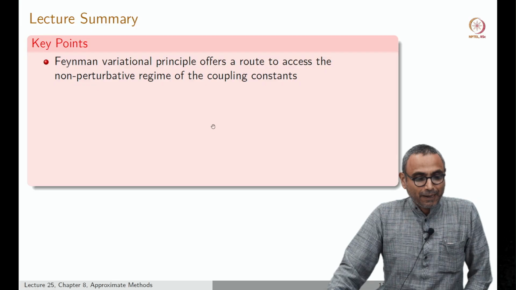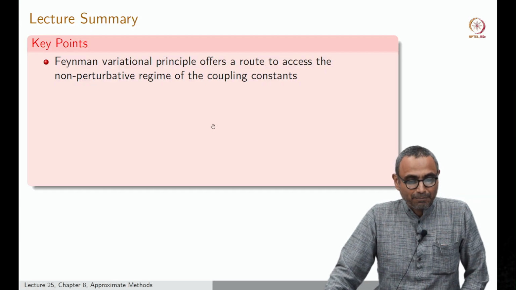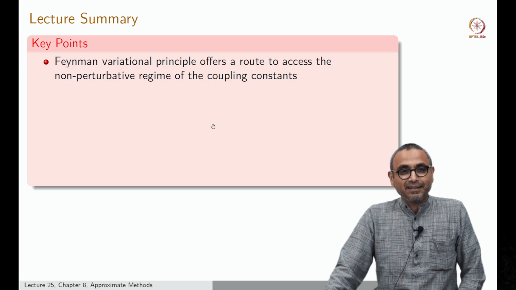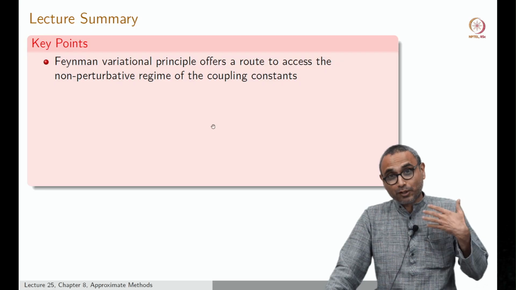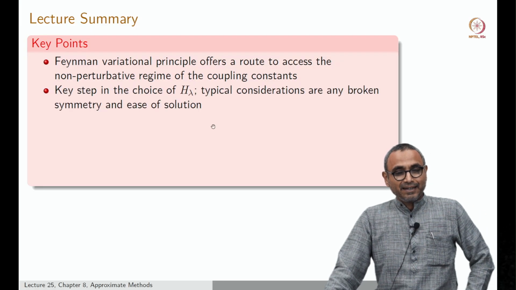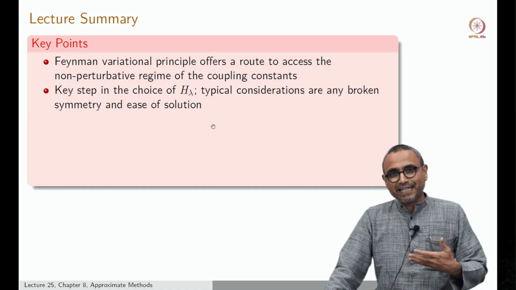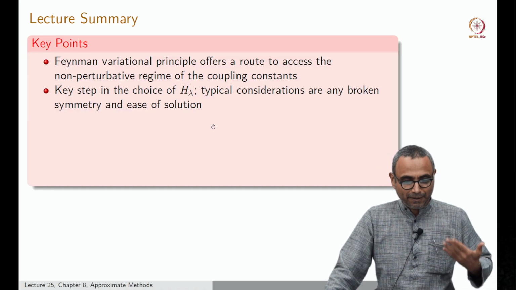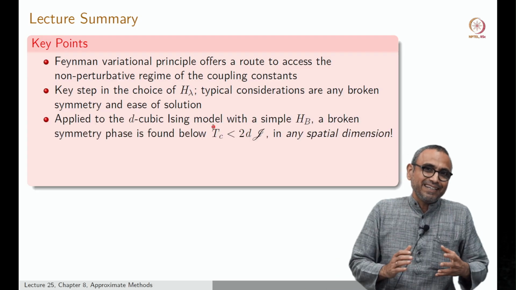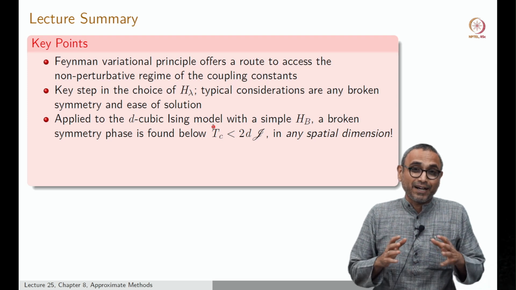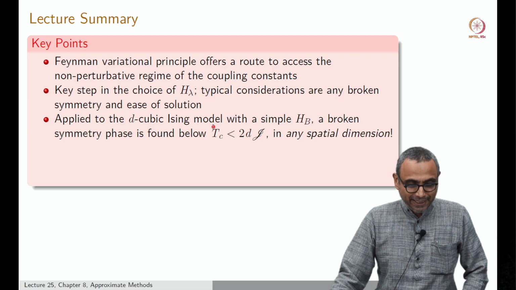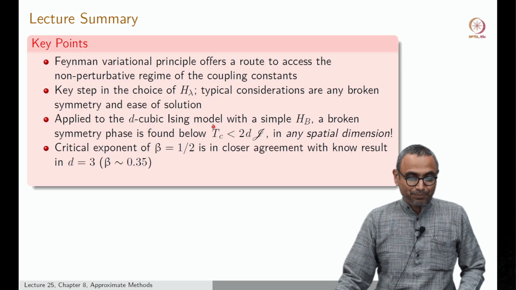Okay, so we have come to the end of this lecture. So let me summarize what we have looked at. We looked at the Feynman variational principle, and it offers us a route, as you have seen, to access the non-perturbative regime of the coupling constant. The key idea is to get a proxy Hamiltonian with some parameters and optimize those parameters to get a good bound of the free energy. And when you apply it to the D-dimensional cubic lattice Ising model, we will find that there is a broken symmetry phase in any dimension. So, that is not such a good thing, particularly in low dimensions.